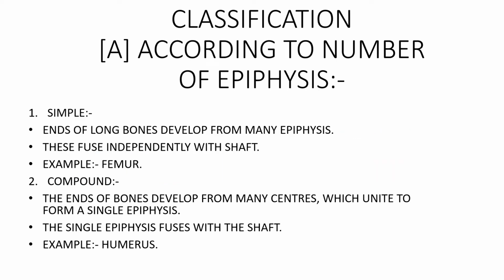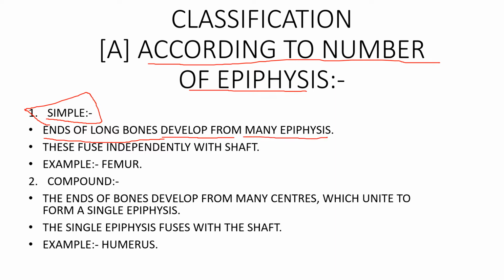Now we have the classification. First classification is according to number of epiphyses. So first we have simple epiphysis. In simple epiphysis, the ends of long bones develop from many epiphyses.